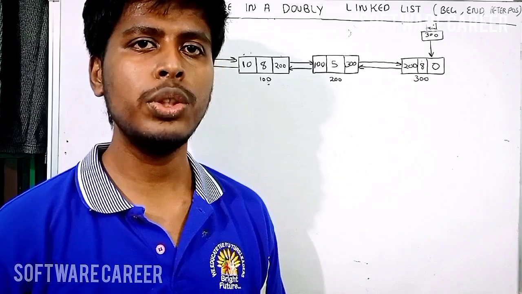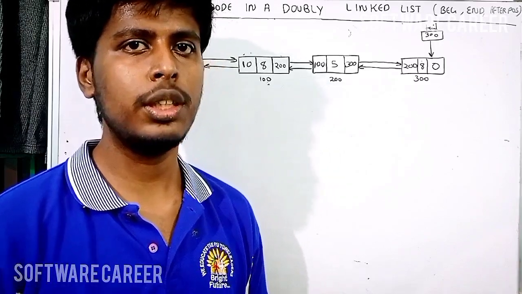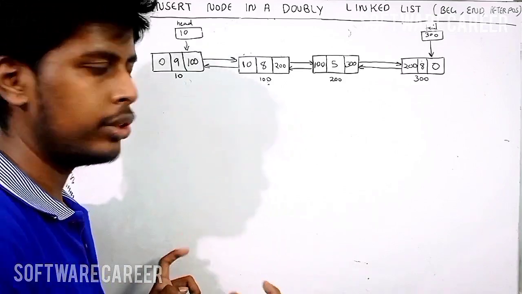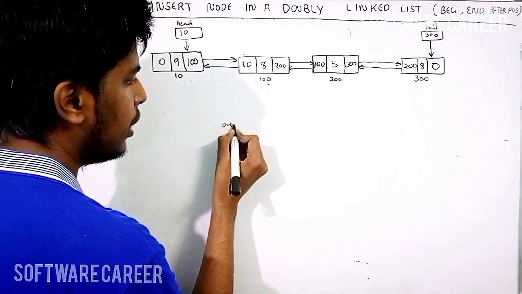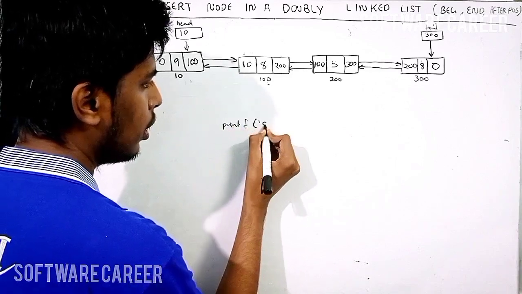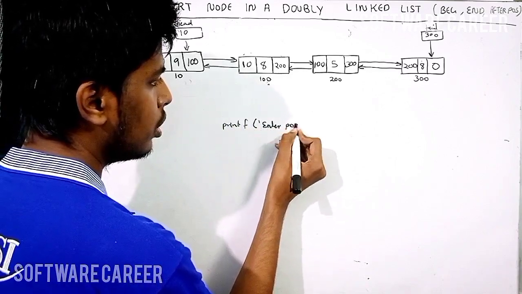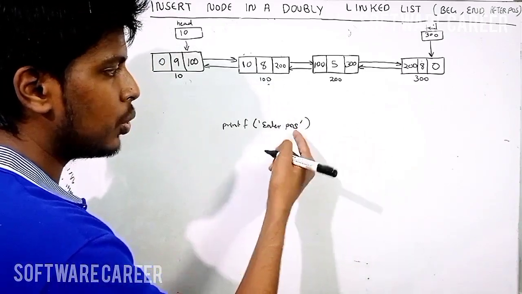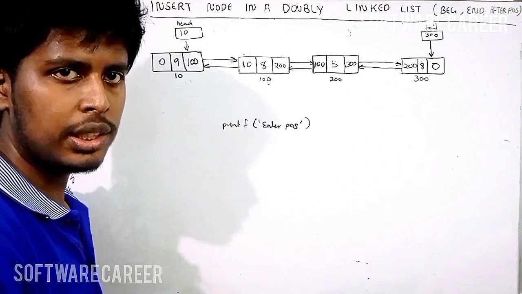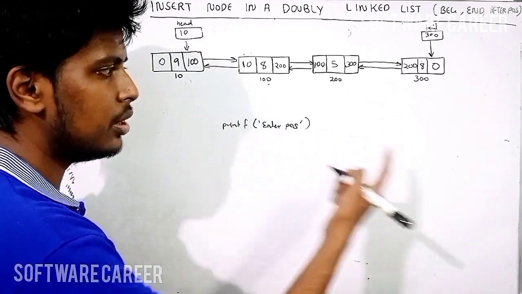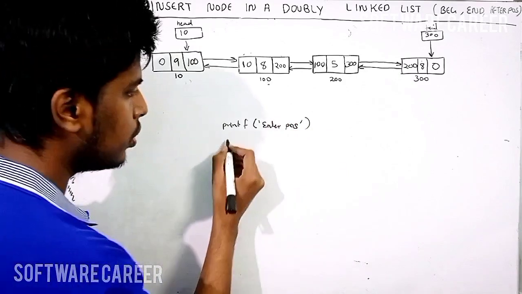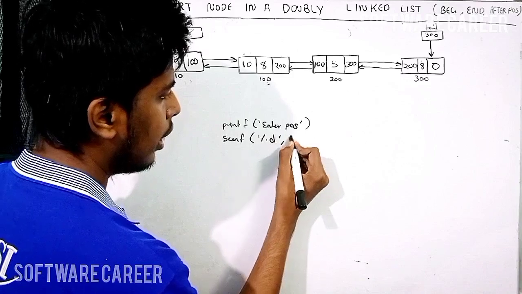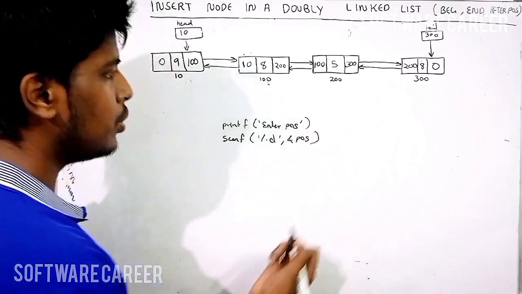Now I'll teach you how to insert a new node after a given position in the linked list. You should ask the user after which position they want to insert a new node. So here I am writing the code. printf "enter position". The user enters some position, and that value should be stored in position. How can I store it? By using the scanf function, which reads the value as position. So scanf("%d", &position).